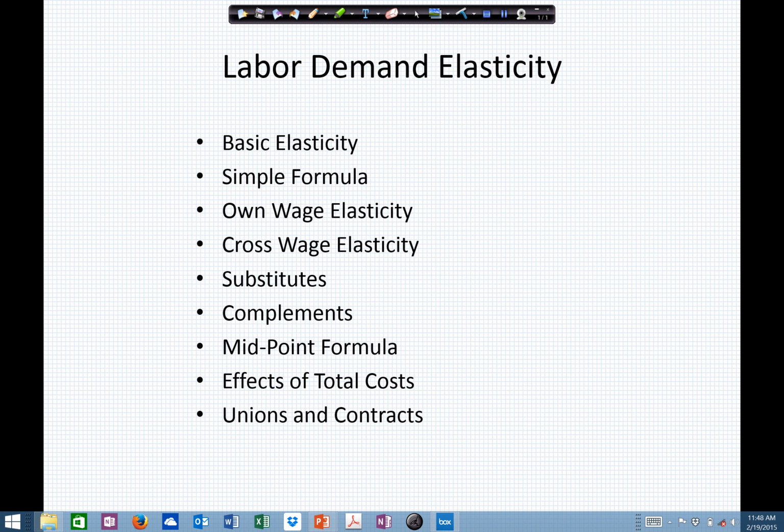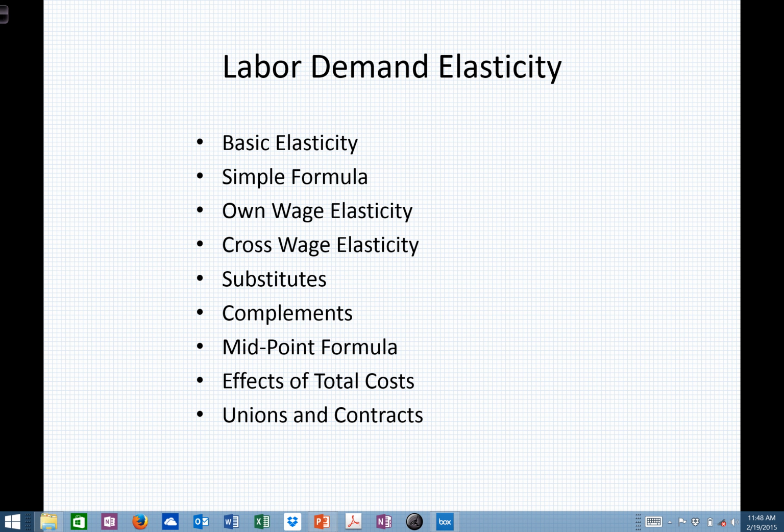In this module, we're going to take a look at labor demand elasticity, or how the quantity of labor changes in response to changes in wages or the price of labor. So we'll look at the basic elasticity equation and setup. We'll consider a simple formula for elasticity.